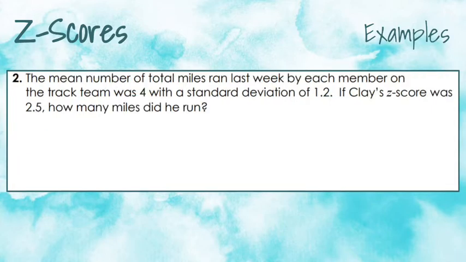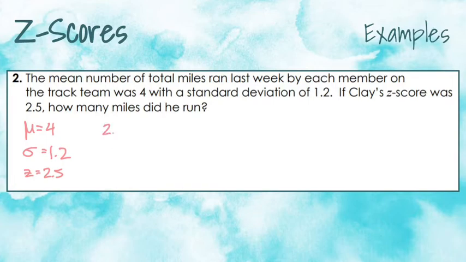In numbers 2 through 4, the problem is basically going to give you 3 of the 4 variables in the z-score formula and ask you to find the 4th one. So in this problem, it tells us the mean number of total miles ran last week by each member on the track team was 4. So let's pause. It just told us what the mean equals. With a standard deviation of 1.2, and Clay's z-score was 2.5, and it wants to know how many miles did he run. So we want to solve for x, or chi.